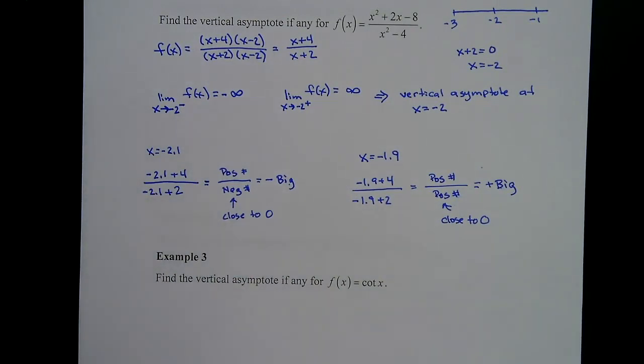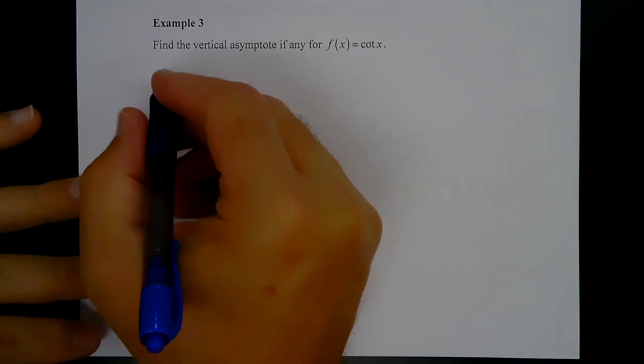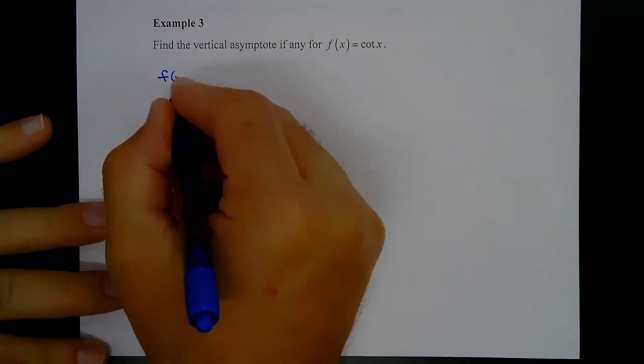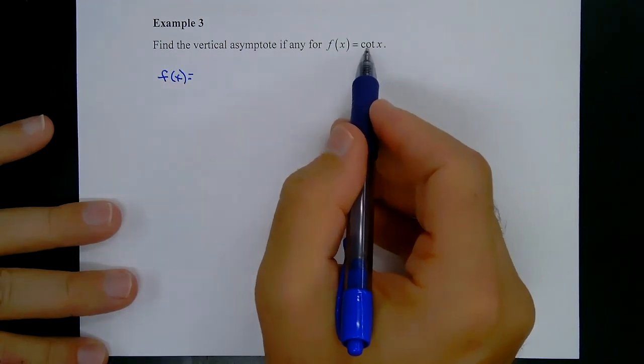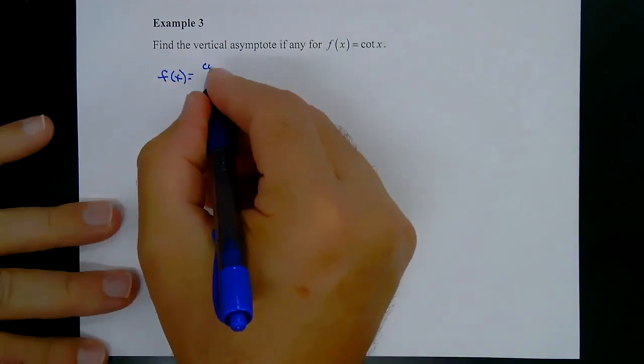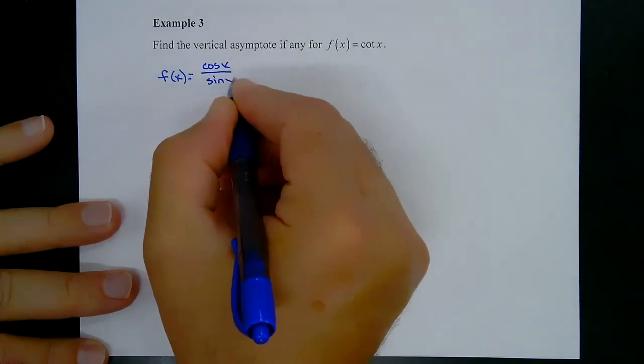That's going to cause you to have a vertical asymptote, okay? All right, let's do the next one. When we can, we always want to write these functions as fractions. They're called rational functions, okay? So let's take a look at something like this. F of x is cotangent x, right? But cotangent x could be rewritten as cosine of x over sine of x, okay?